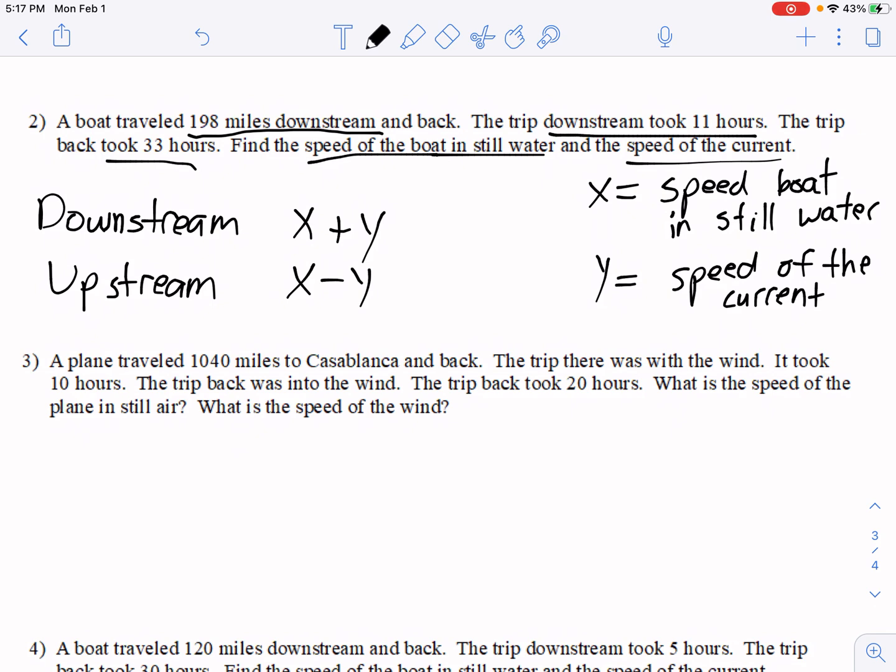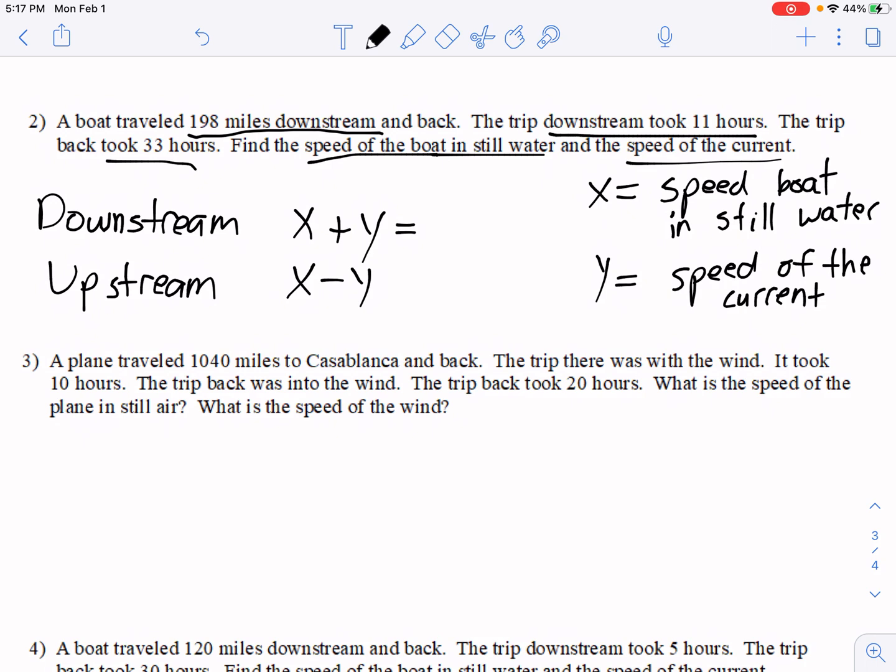We're moving slower. Now, that's the start of our two equations. And some of you guys might say, well, do we set this equal to 198? Well, the answer to that would be no, because 198 is the distance, right? It's the distance we traveled down, and then it's the distance we traveled back. This is talking about speed.